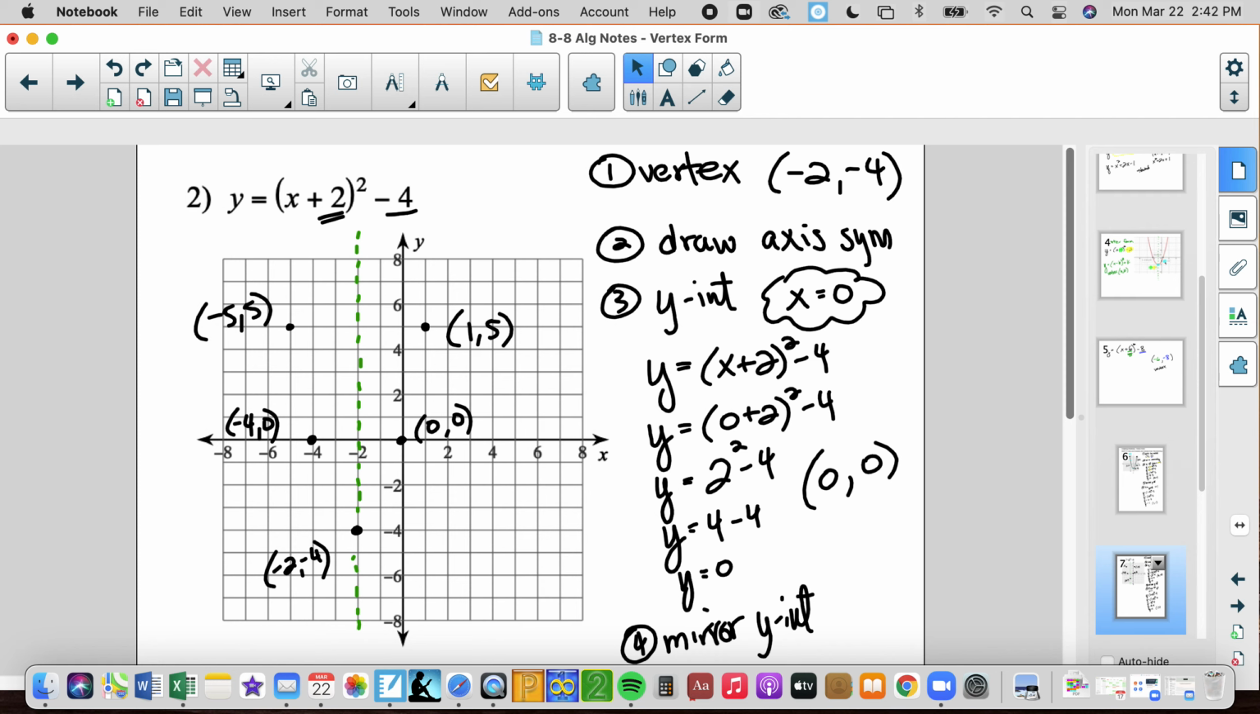I have my vertex, I have my y-intercept, I have the mirror of the y-intercept, and I have a fourth and a fifth point. So I'm going to connect those. I'm going to draw arrows on them, and I am good to go. Everybody's going to have the same vertex. Everybody's going to have the same y-intercept. Everybody's going to have the same mirror of the y-intercept. Now, people may differ from their fourth and fifth points.